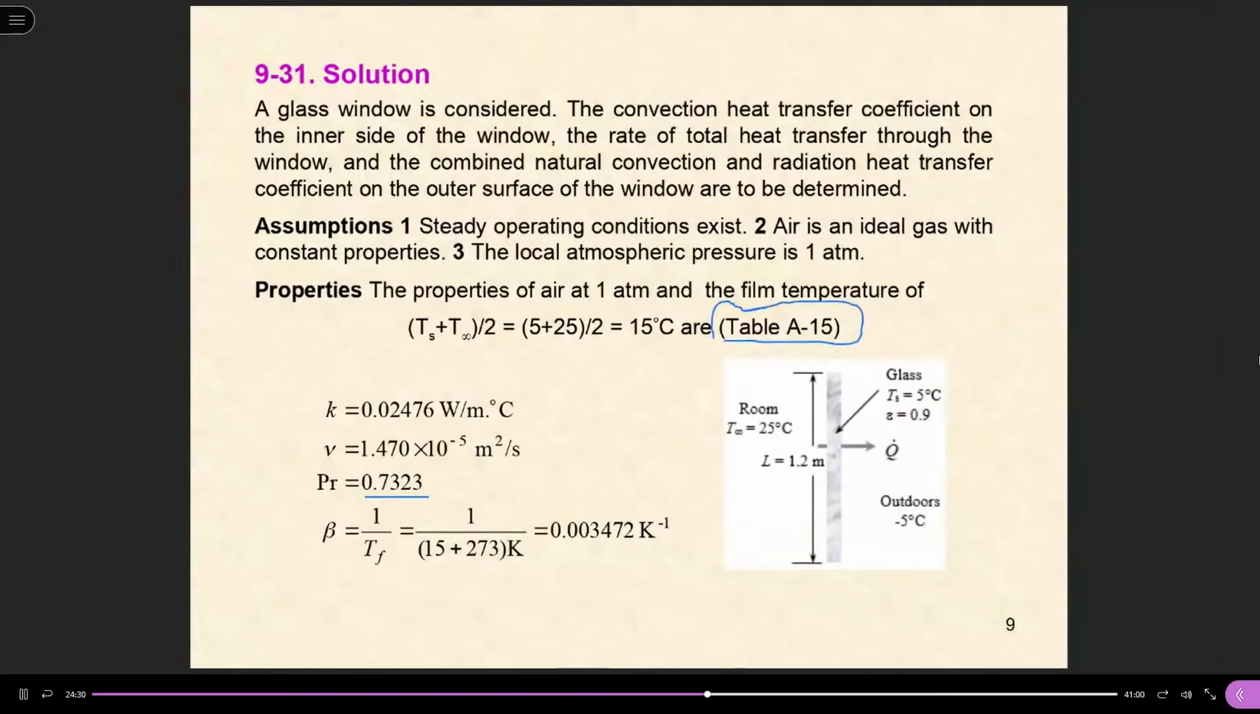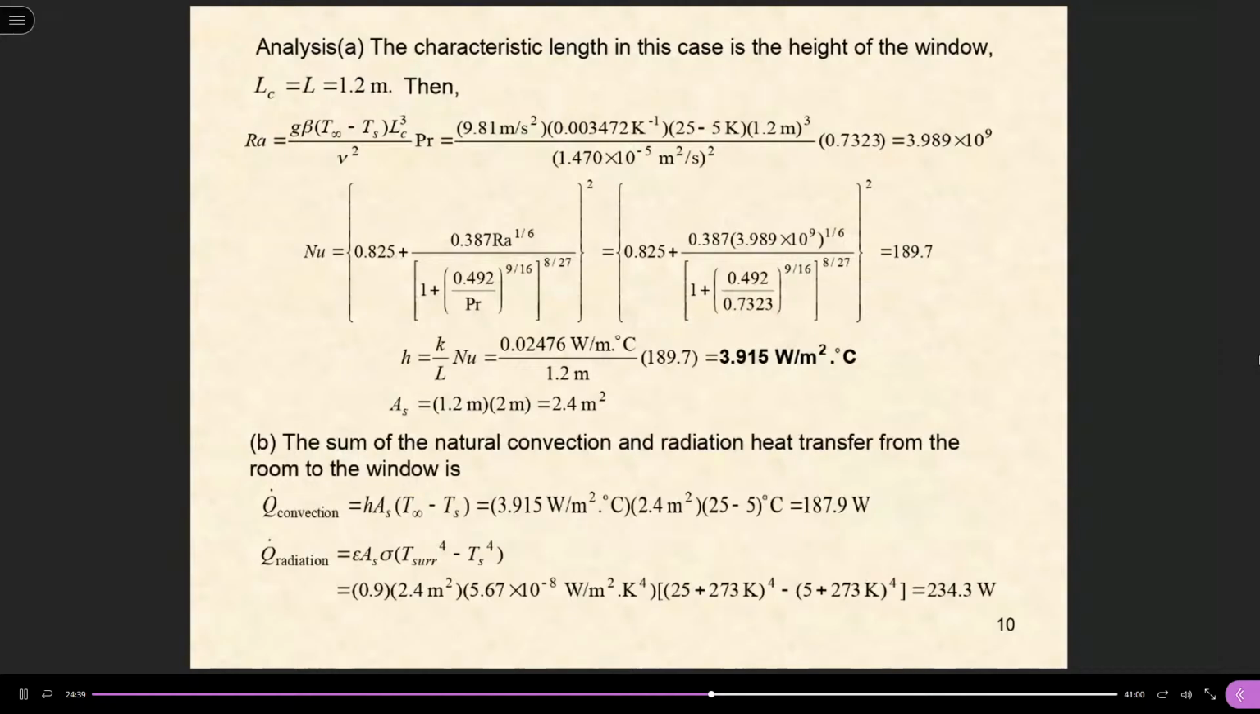And this is to calculate the expansion coefficient of the air. Next, the Rayleigh number, which is the Grashof number times the Prandtl number. And then this is the equation you always use to calculate h, which is equal to 3.9. This will give you an idea: normally, the natural convection coefficient through the window is just about this large, 3.9 or 4.